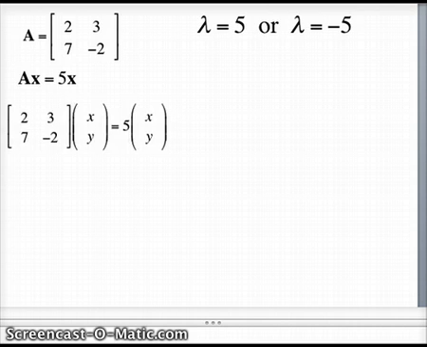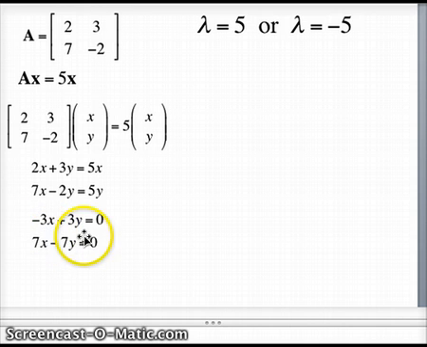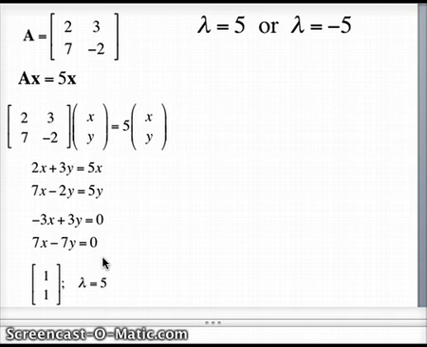So we need Ax is 5x. Create the vector xy. A, [2, 3; 7, -2], times xy is 5xy. 2x plus 3y is 5x. 7x minus 2y is 5y. Subtracting the 5x from both sides, adding the 5y to both sides, what do we get? Negative 3x plus 3y is 0. 7x minus 7y is 0. Let x be 1. If that's the case, y is also 1. So for that eigenvector, we get 1, 1 for lambda is 5. And again, any multiple of 1, 1 works as an eigenvector, as long as it's a non-zero multiple.